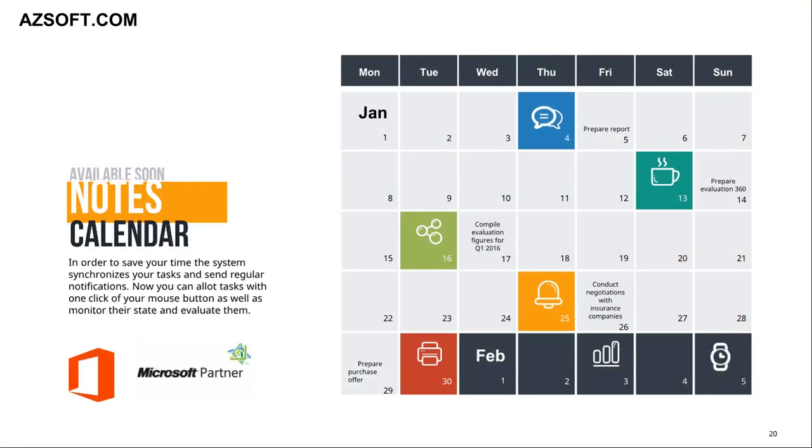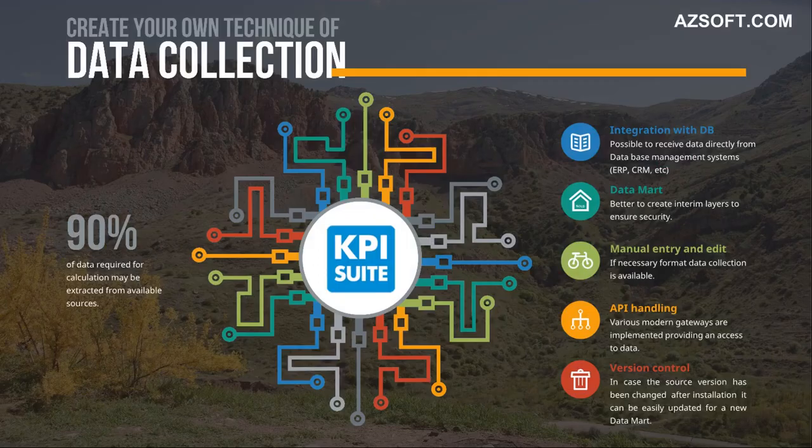Notes calendar. In order to save your time, the system synchronizes your tasks and sends regular notifications. Now you can allot tasks with one click of your mouse button as well as monitor their state and evaluate them. Data collection: integration with DB. Possible to receive data directly from database management systems, ERP, CRM, etc. Data mart: better to create interim layers to ensure security.